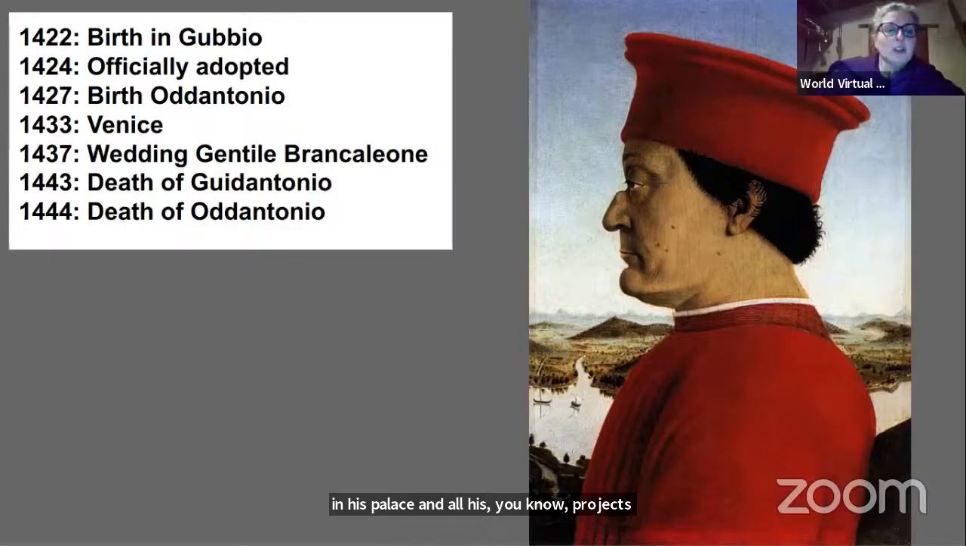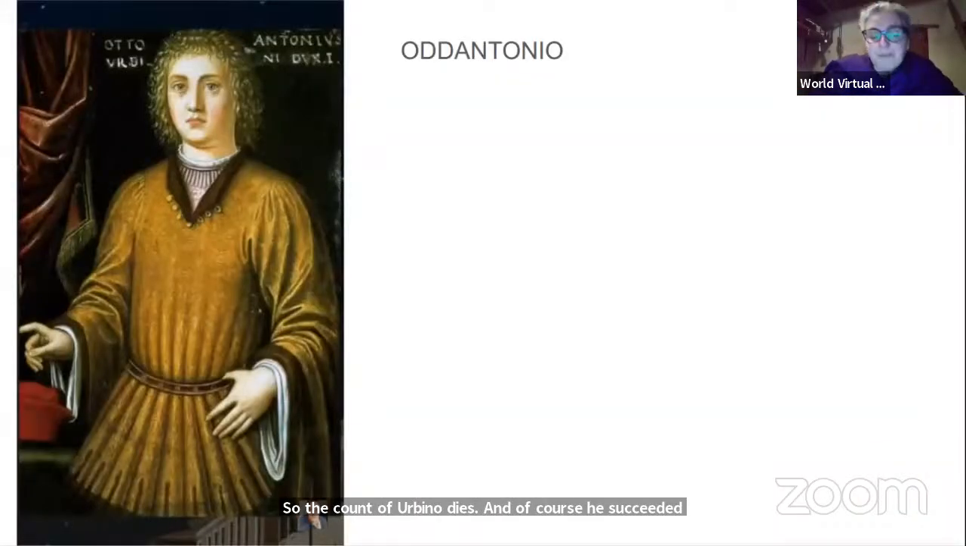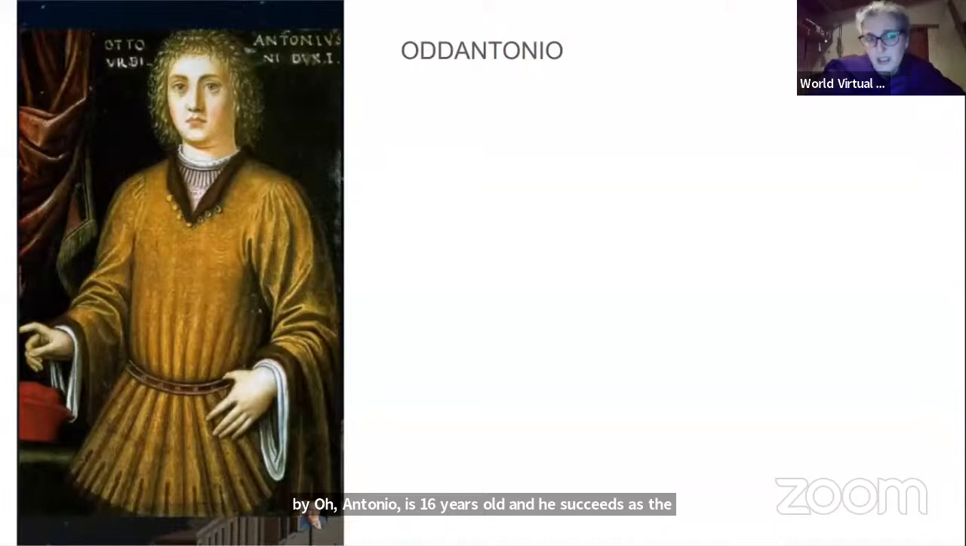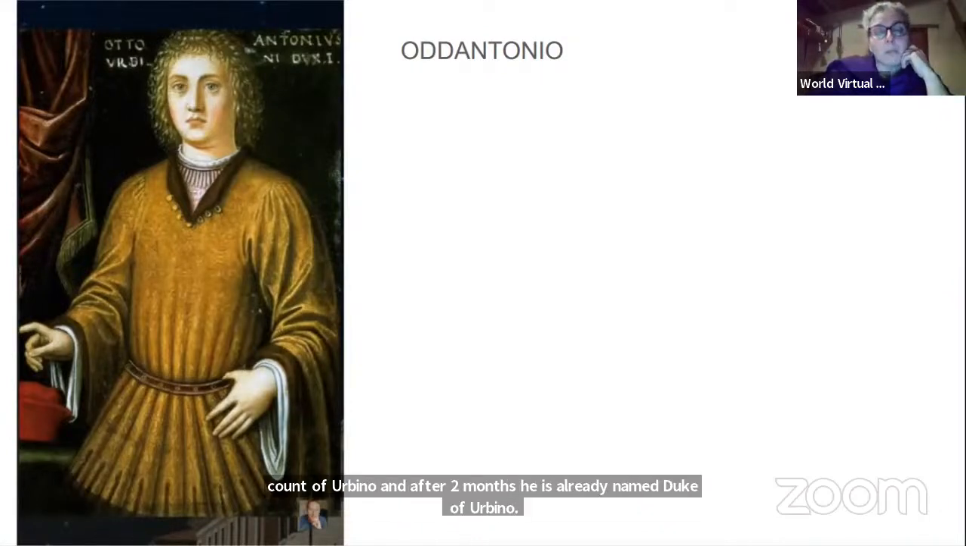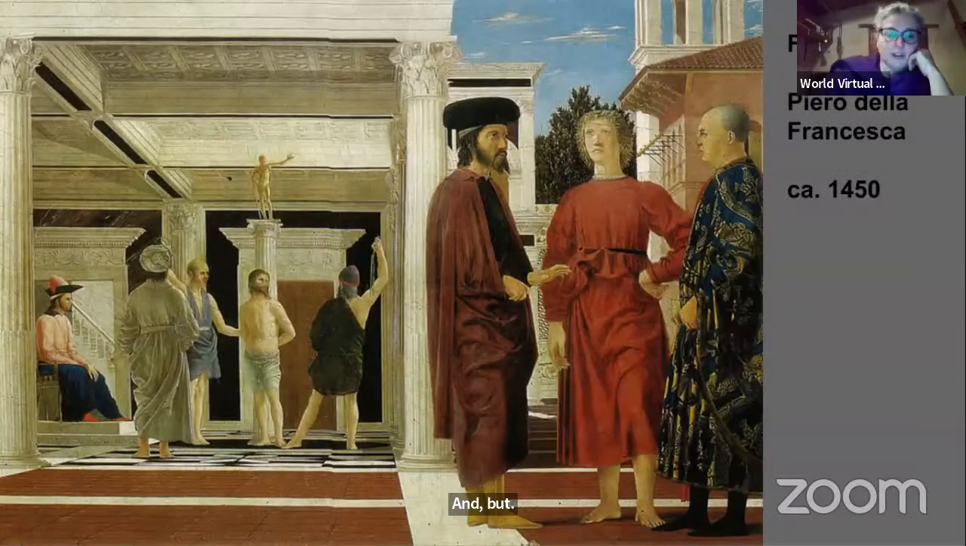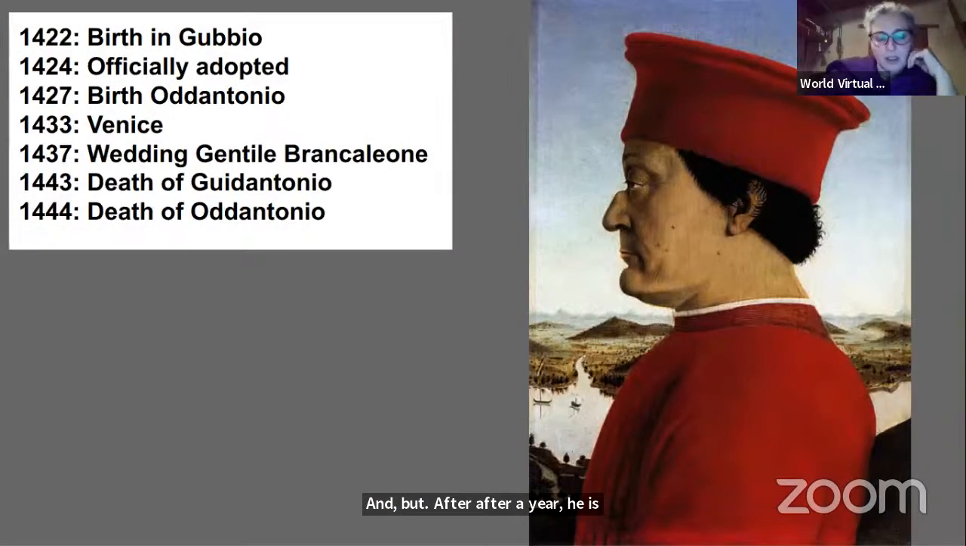And yes, but here you can see in 1443, so when he's 21 years old, his father dies. So the Count of Urbino dies. And of course, he's succeeded by Oddantonio. Oddantonio is 16 years old, and he succeeds as the Count of Urbino. And after 2 months, he's already named Duke of Urbino. But after a year, he is killed. And he's killed in a conspiracy. So he's only 17 years old.